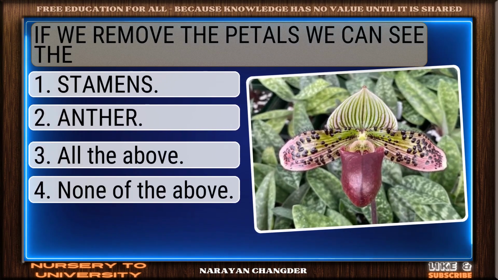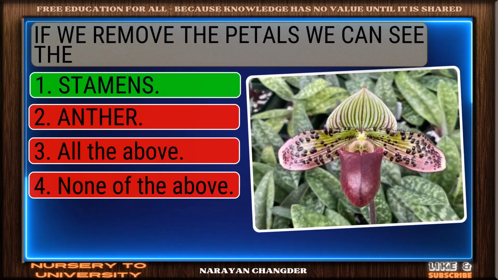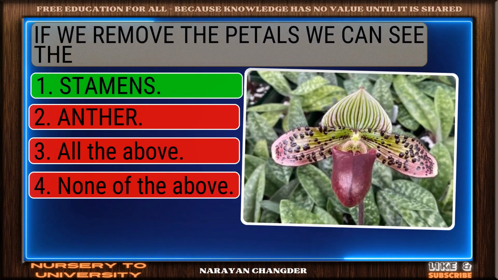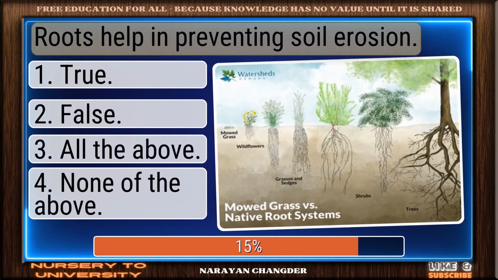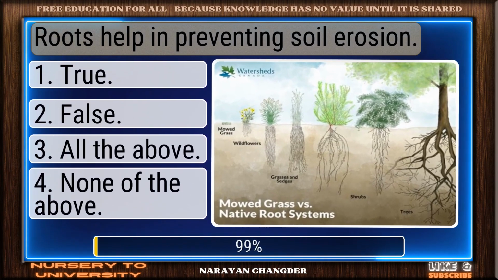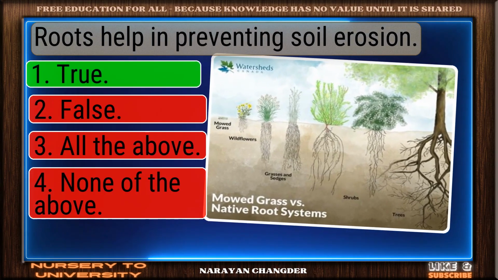If we remove the petals, we can see the. Right again. Stamens is a valid answer. Roots help in preventing soil erosion. Well done. True is the right choice.